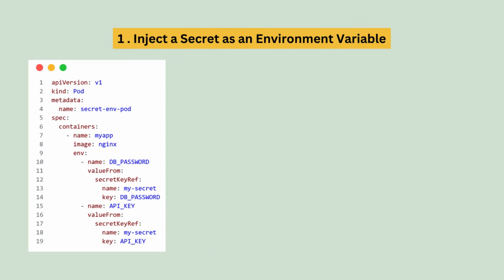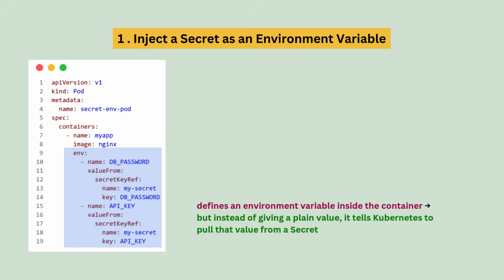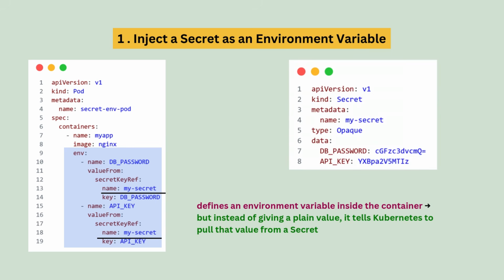Now let's understand how to inject a secret as an environment variable. So inside your pod YAML, this part defines an environment variable inside the container, but instead of giving a plain value, it tells Kubernetes to pull that value from a secret.